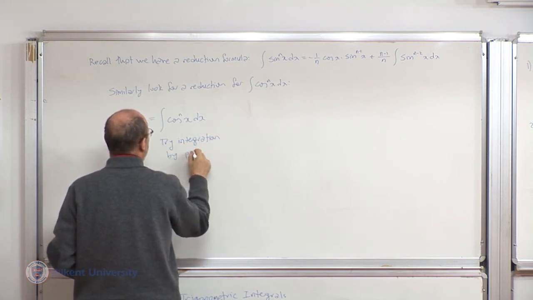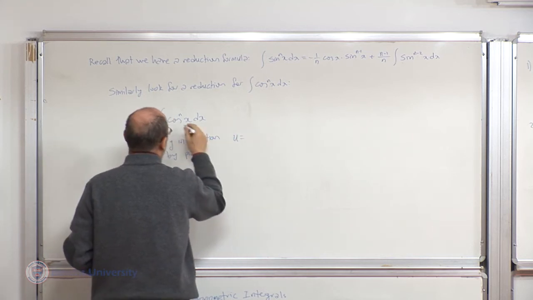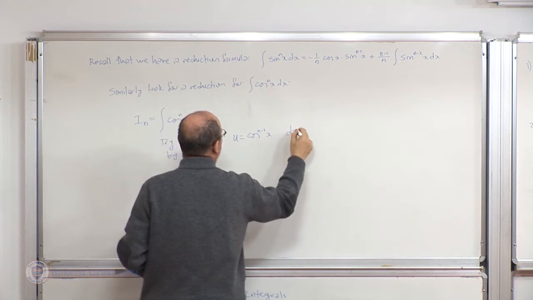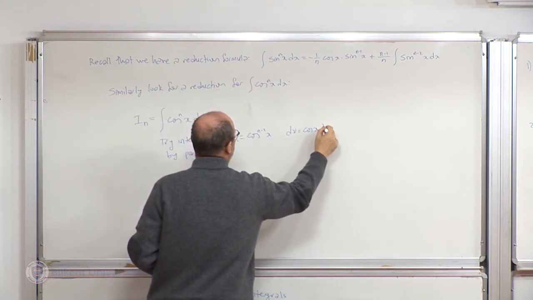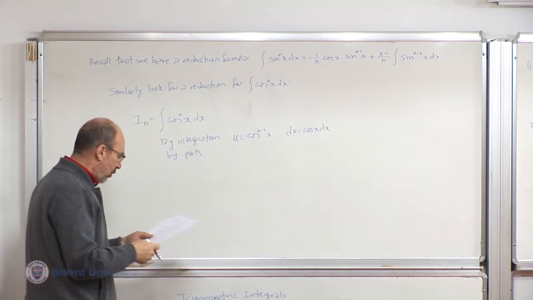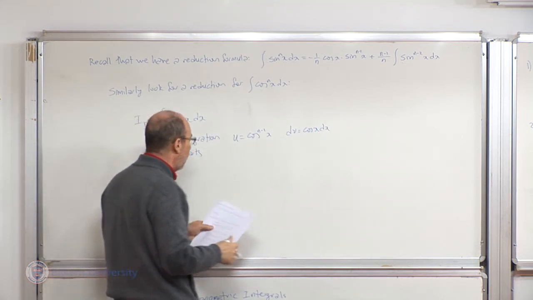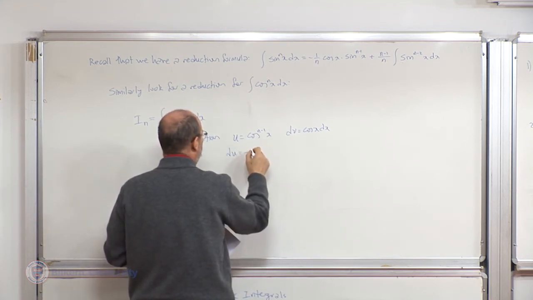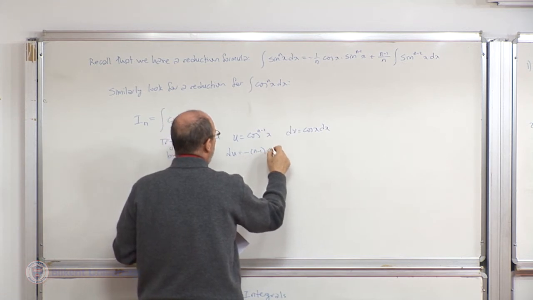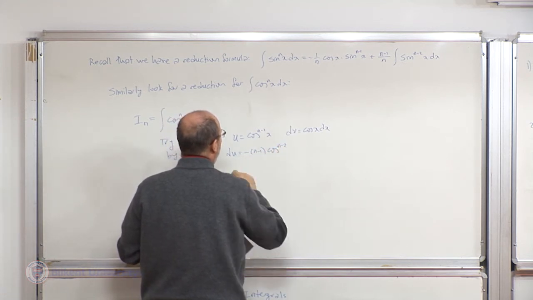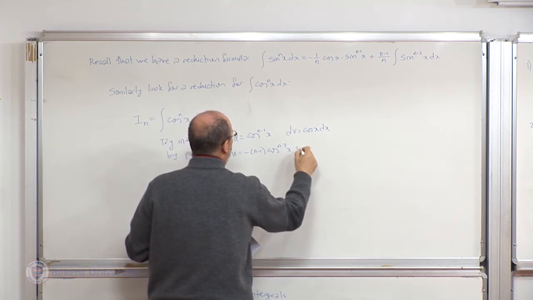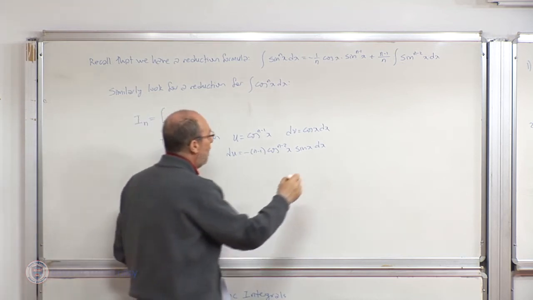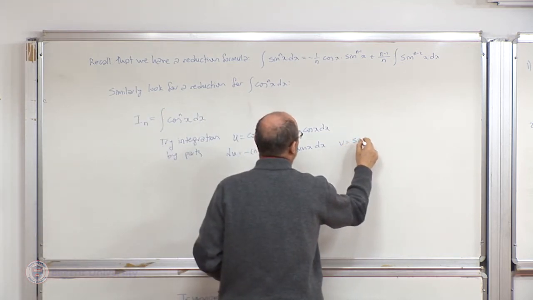By parts, where I take u equals cosine^(n-1) x and dv, the other one, cosine x dx. Okay, so this is generally what we try to do. Then du is equal to minus (n-1) cosine^(n-2) x sine x dx, and v is sine x.